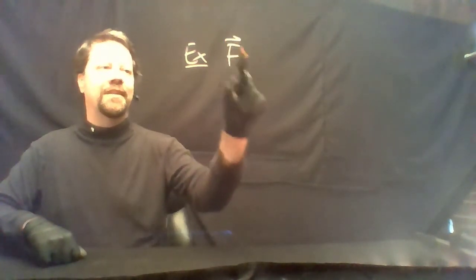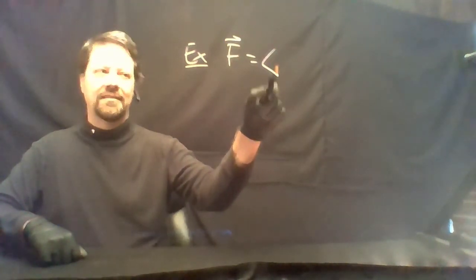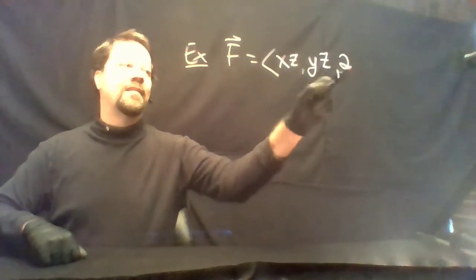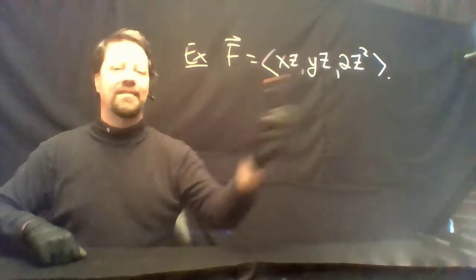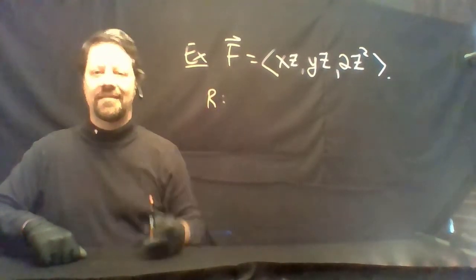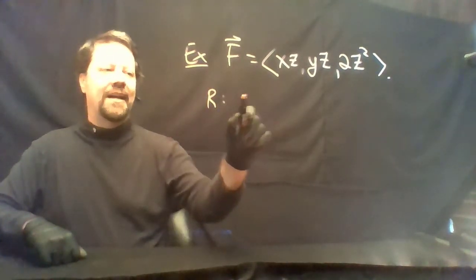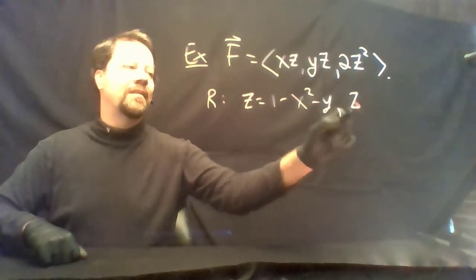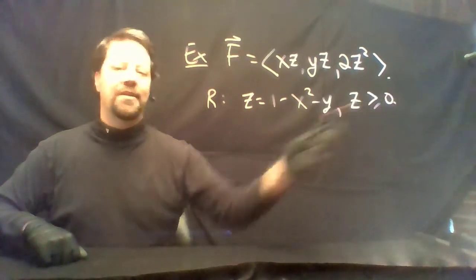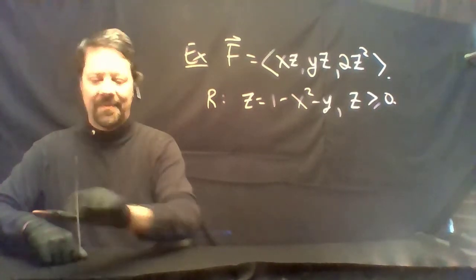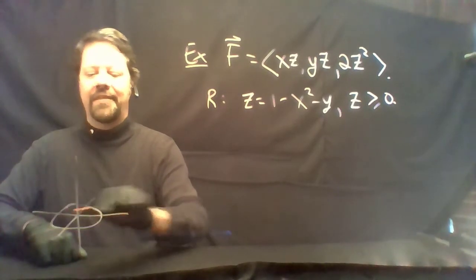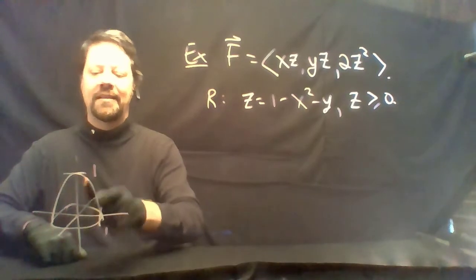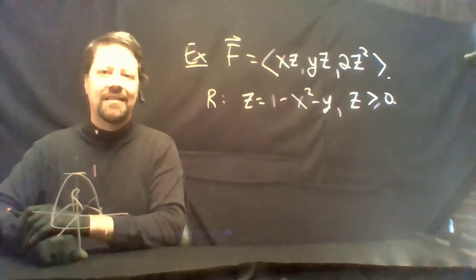Let's suppose our vector field has components xz, yz, 2z squared, and the region R is bounded by z equals 1 minus x squared minus y squared, with z values being non-negative. In other words, we have a circle of radius 1 being capped by an elliptic paraboloid peaking at a height of 1, and the solid region inside is R.